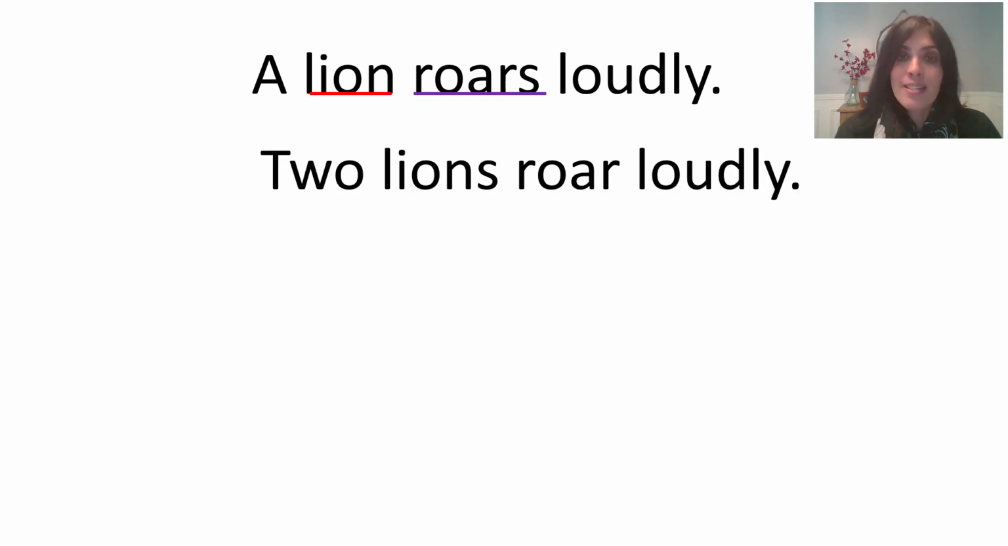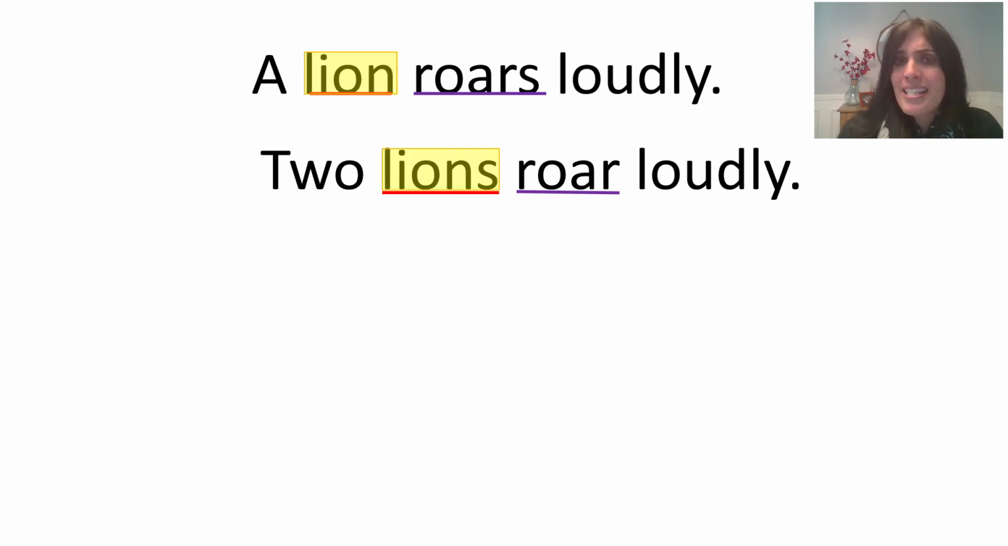This one reads, "Two lions roar loudly." What is the noun in this sentence? Yes, lions. And what is the verb? Right, the verb is roar. Now I want you to look at the nouns in these two sentences.